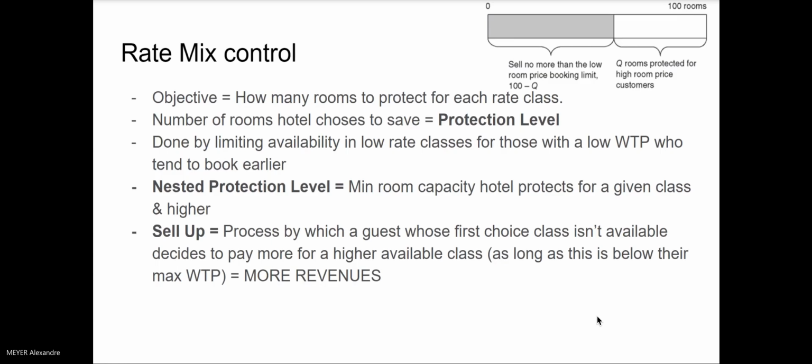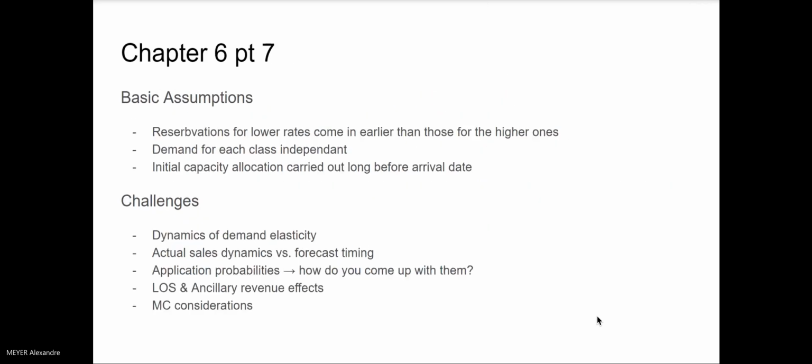So you actually end up getting more revenue. So it's useful to attempt to benefit from this sell-up by imposing limits on certain rate classes. The basic assumptions for Chapter 7 are that the reservations for the lowest rate come in earlier than those for the higher ones, right? People tend to book very early to get the lowest rates, and those who end up booking last minute tend to have higher rates.